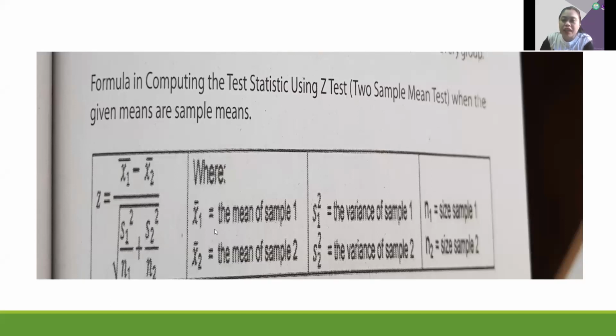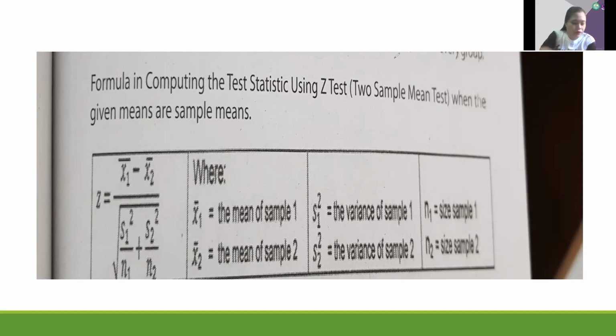X1 is for the mean of sample 1. So you have to get first the mean of the first group, and then you will also have to get the mean of the second group. That's the x2. Now, divided by, take note, the square root; they are all inside the square root. Okay, now the s1 there is the variance of sample 1.